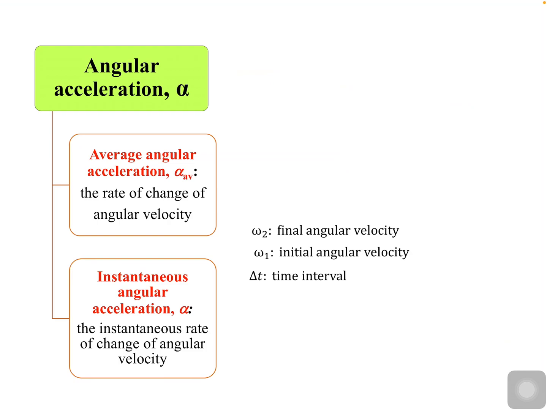Okay. Then kita ada angular acceleration. Angular acceleration same as angular velocity. Dia ada dua jugalah, average angular acceleration dan juga instantaneous. Kalau ni dia bagi 2 time, the rate of change of angular velocity. Kalau instantaneous, same as before. Kalau dia bagi range of time, it is average angular acceleration. Kalau dia bagi 1 time, it is instantaneous angular acceleration.